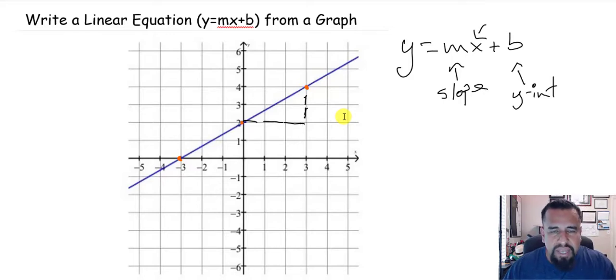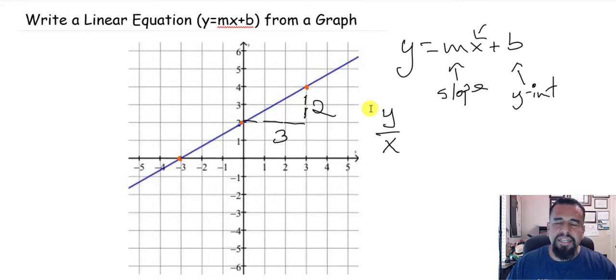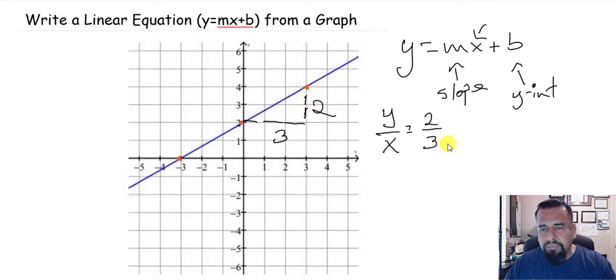Okay, so let's count. What do we have here? We have 1, 2, 3. So this goes over by 3. And always pay attention to your values here on the x-axis, because they don't always go up by 1. And going up, I went up 1, 2. So that went up by 2. So remember, our slope is always the change in y over the change in x. That's how you write it. So if this is my y value, this is the one I'm going to put at the top. So 2 over, and the other value was 3. So let's put it there, 3. All right. So right now I have my slope.